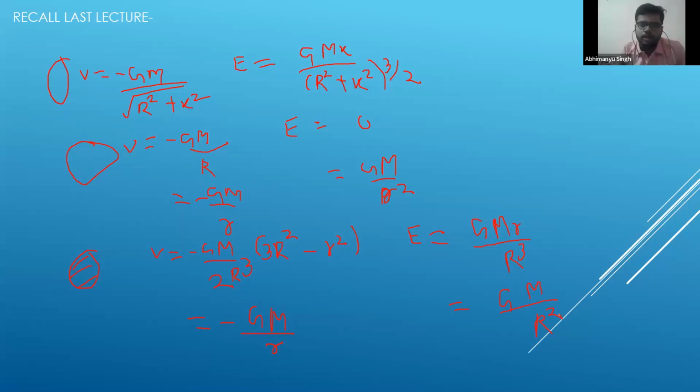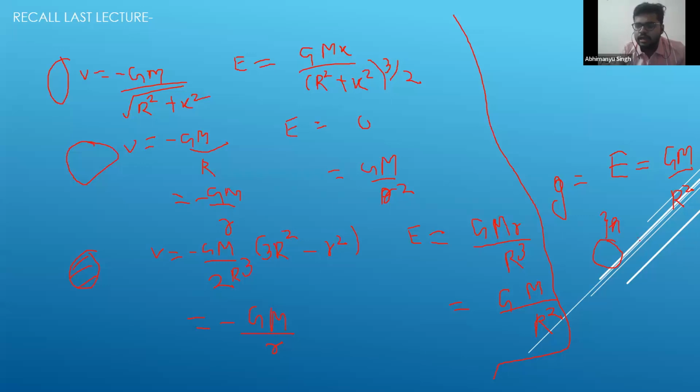And then we studied about the variation in value of g, and we came to know about the value of acceleration due to gravity. We discussed that the value of acceleration due to gravity is nothing but the value of the field at that point. On the surface, it is GM by R square. We discussed what happens on moving to height h.